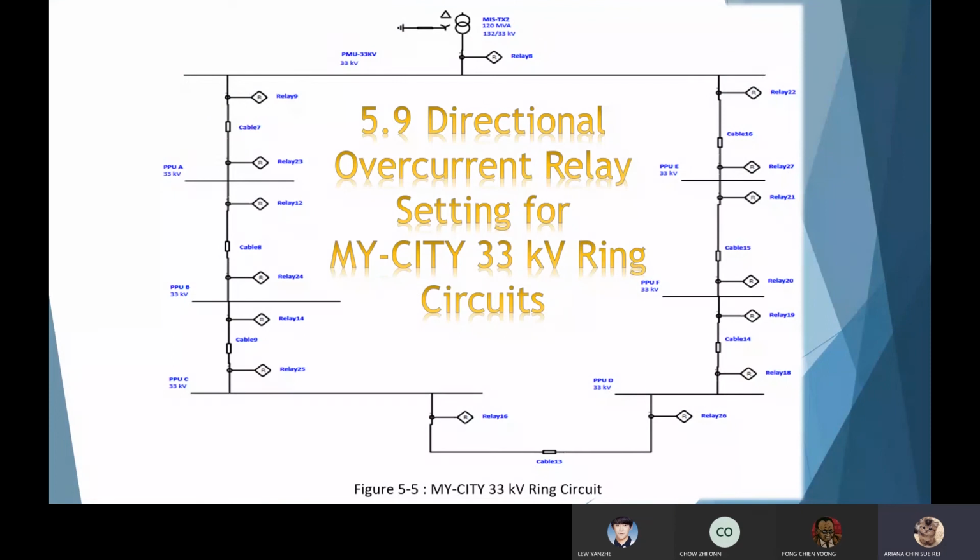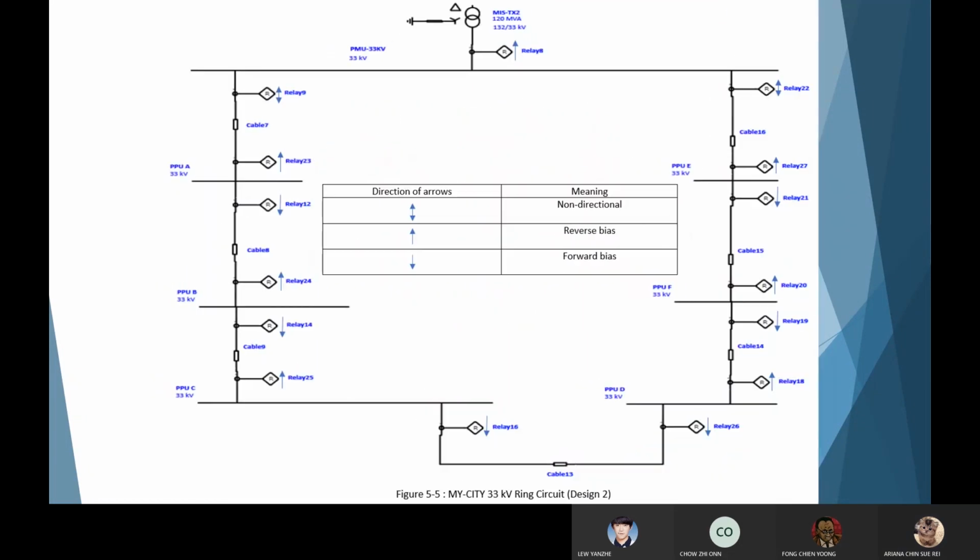Moving on to 5.9, which is determining the direction of the directional overcurrent relay setting for MyCT ring circuit. In this table, we assume that the arrow pointing upwards is reverse bias, downwards represents forward, and arrows on both sides represent non-directional. By selecting these directions on the overcurrent relays, we are able to isolate the fault and allow the rest of the system to operate.